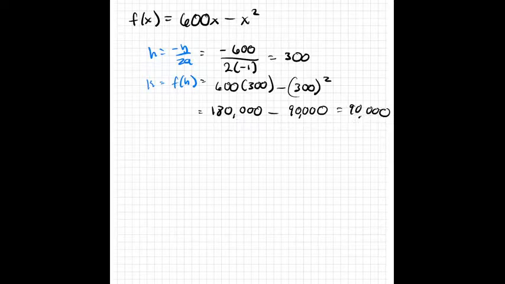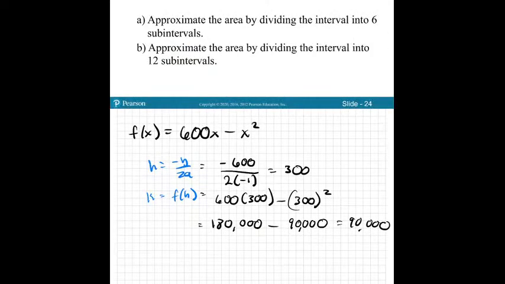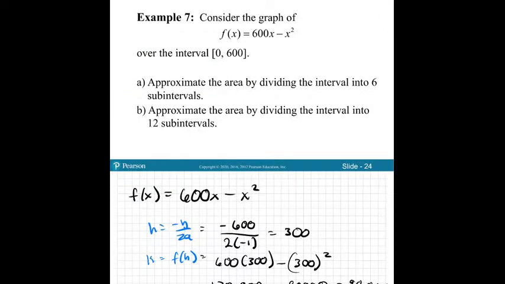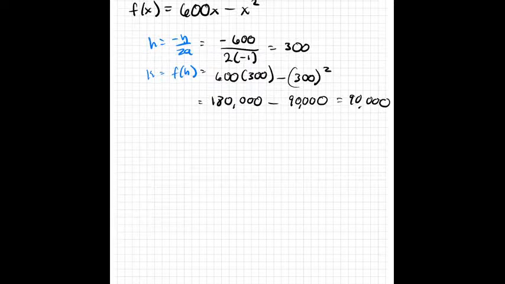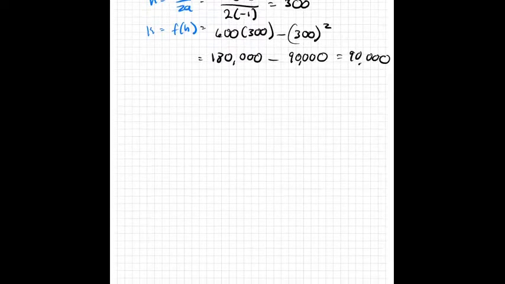I'm going to do a rough sketch. Now we said x goes over the interval from 0 to 600. If we plug in 600, I think we're back at 0, right? And it looks like the max occurs at 90,000. Okay, so say this was the origin. That could be 1, 2, 3, 4, 5, 6.